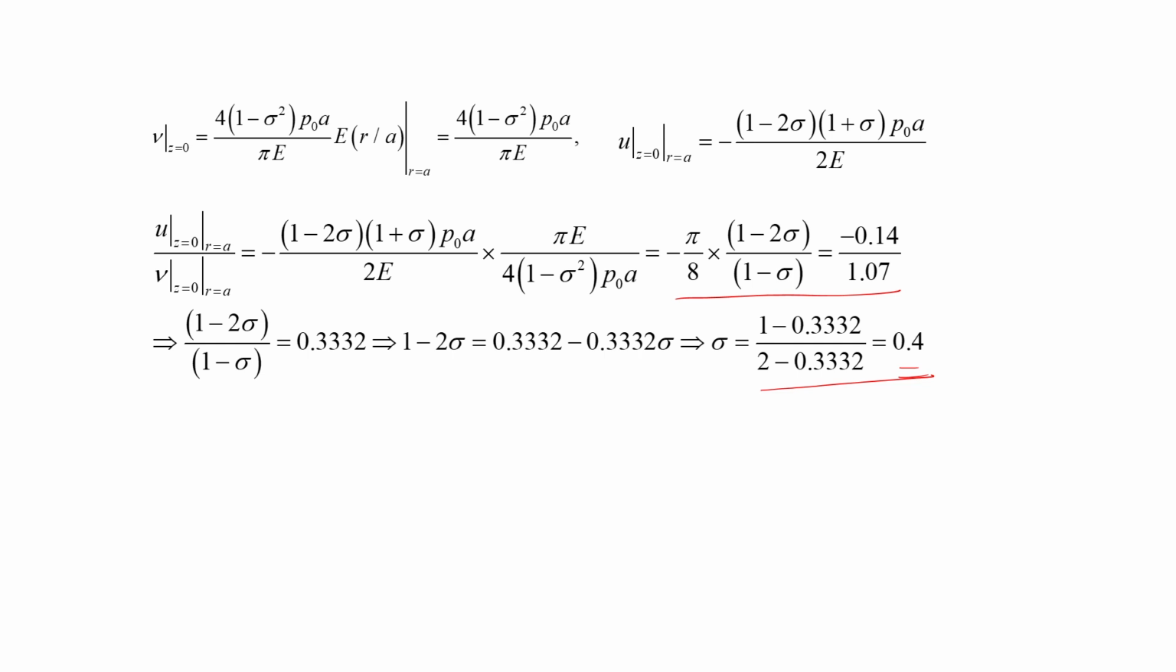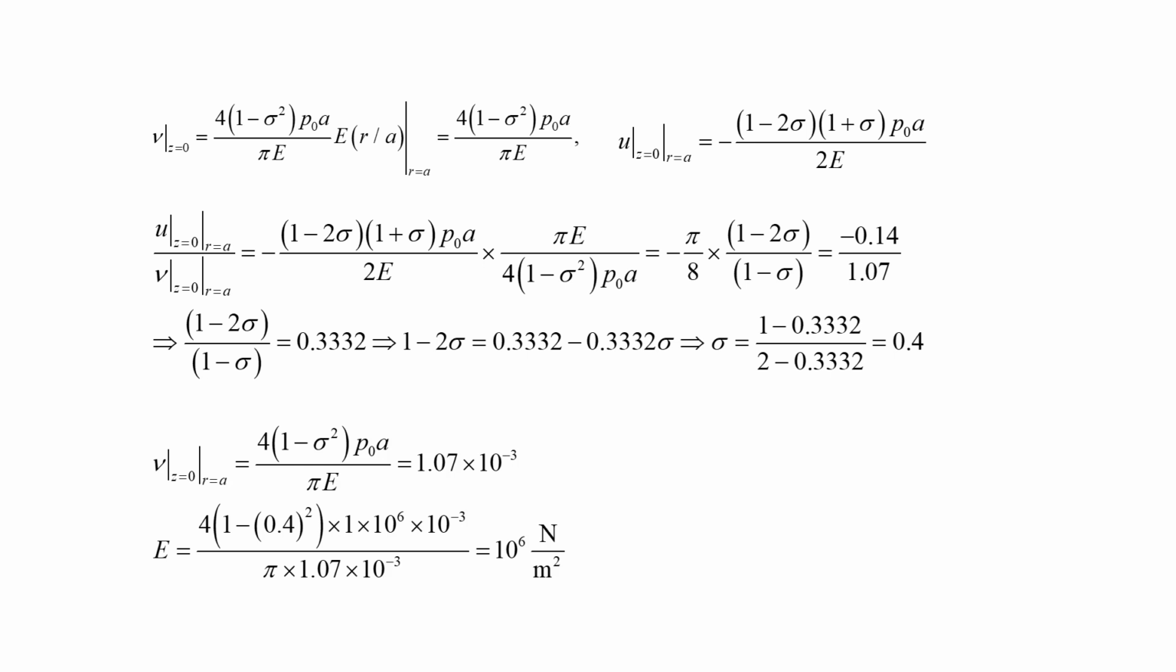Now, the elastic modulus we want to calculate, and for that it is easy. We just need to use any of the results. Let us consider the experimental data that we have, where V at the periphery is 1.07 millimeter. Now I have all the values: I know P0, I know a, I know sigma. I can calculate E very easily, and that comes out to be about a megapascal, 10 to the power 6. I hope you can follow this calculation easily.